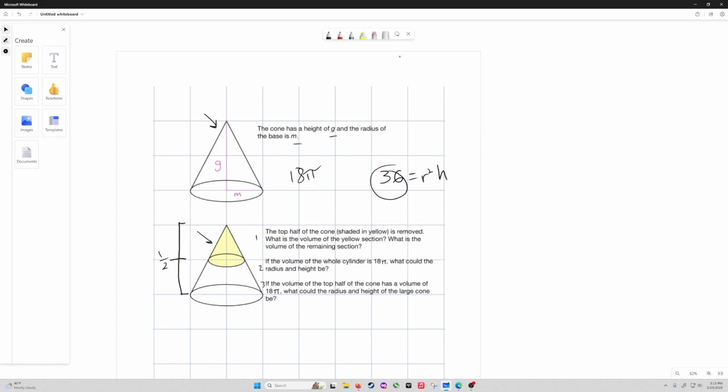And number three, if only the top half now has a volume of 18 pi, so now we're not talking about the whole cone, just the yellow part has a volume of 18 pi, what would the radius and the height of the large cone be?